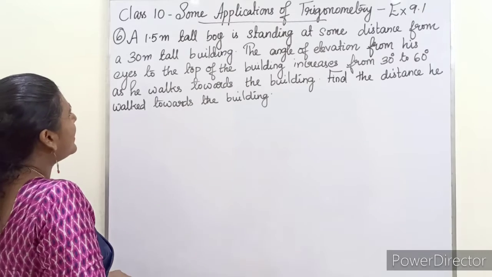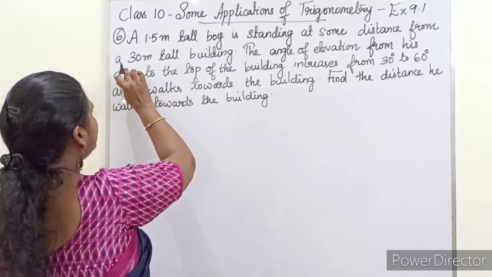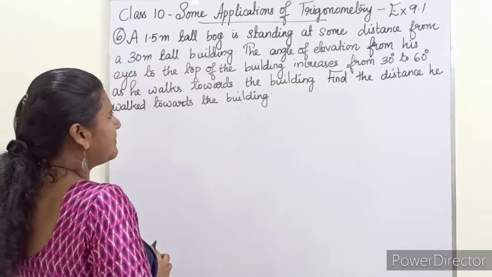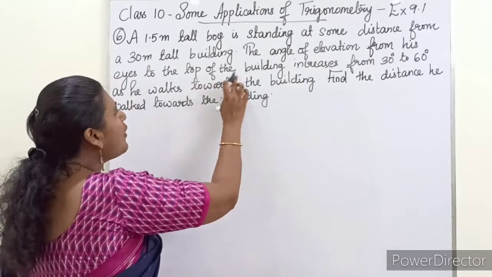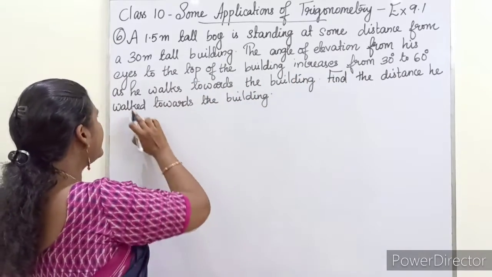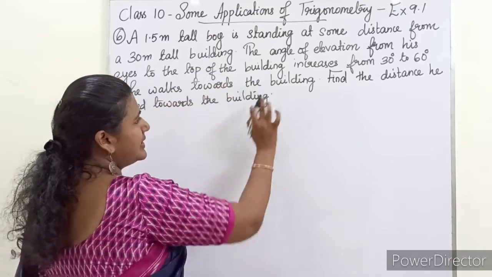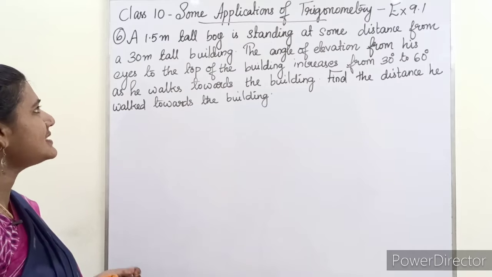A 1.5 meter tall boy is standing at some distance from a 30 meter tall building. The angle of elevation from his eyes to the top of the building increases from 30 degree to 60 degree as he walks towards the building. Find the distance he walked towards the building. So this is the question.